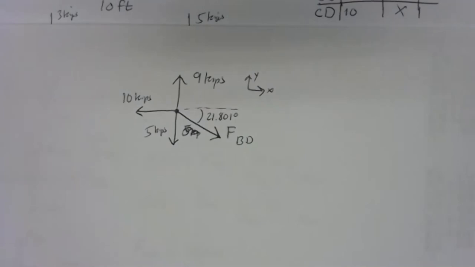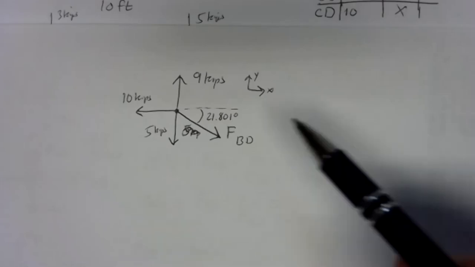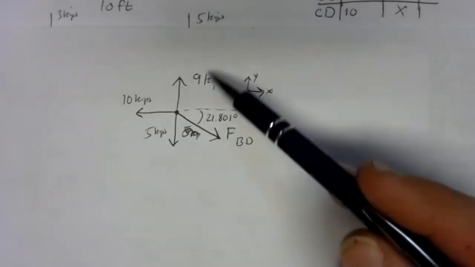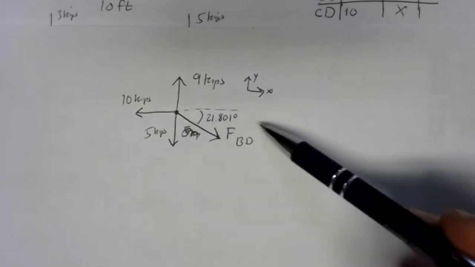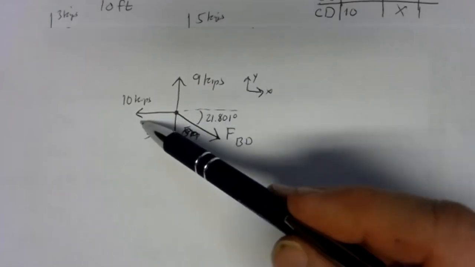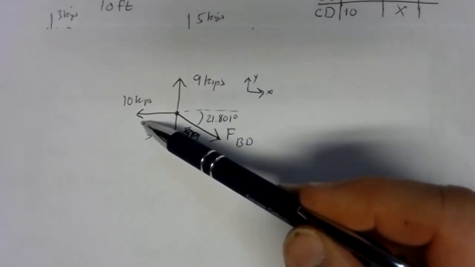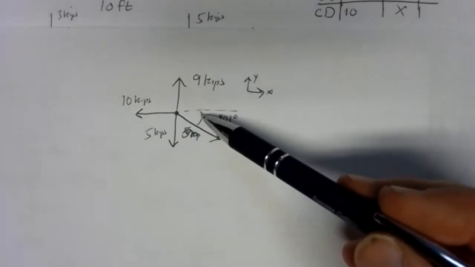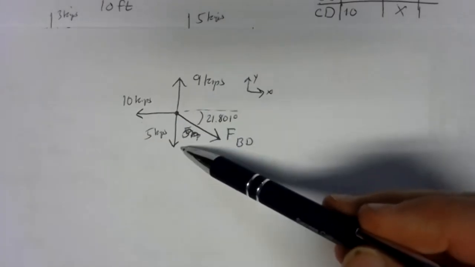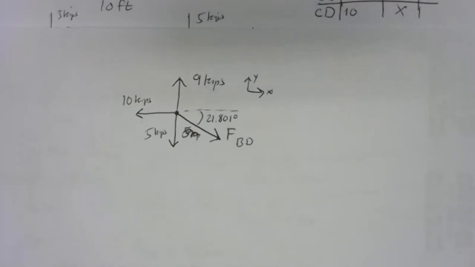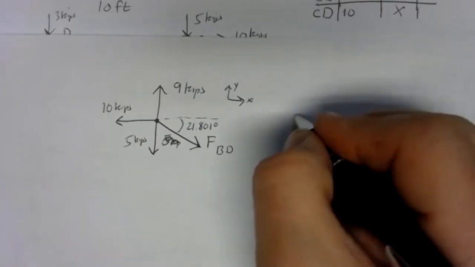Now we only have to do one of the equations, either the sum in the x direction or sum in the y direction. I'm going to pick sum in the x direction because I'm lazy and I don't want to have to add an extra term in here. If I go the x direction, all I've got to do is deal with this 10 kips. If I do the y direction, I'm going to have to deal with the 9 and the 5. So that's extra work. So I'm going to go with the x direction equation.